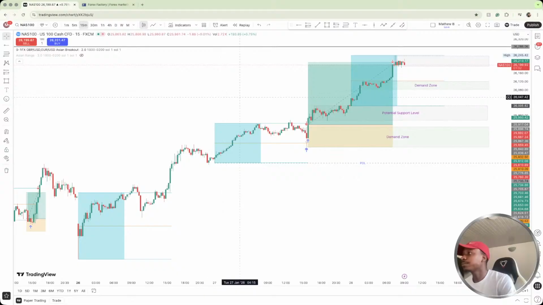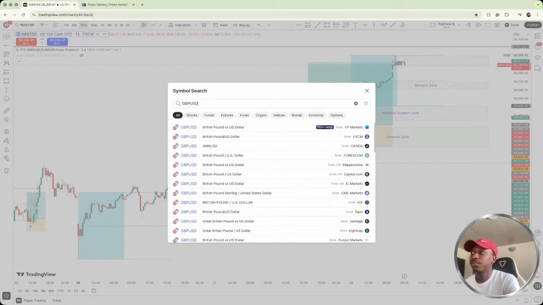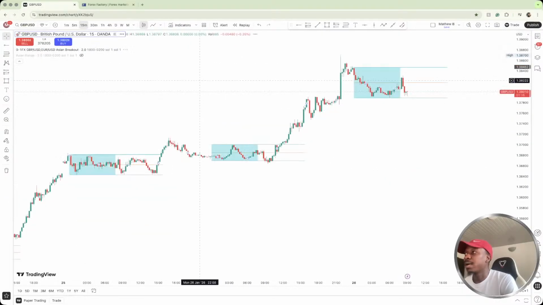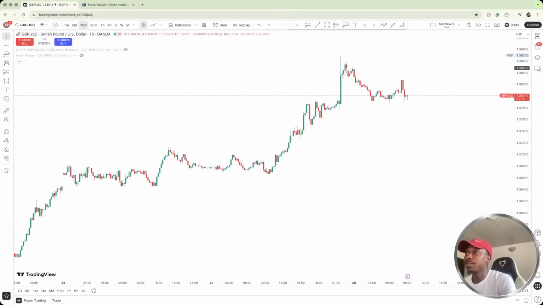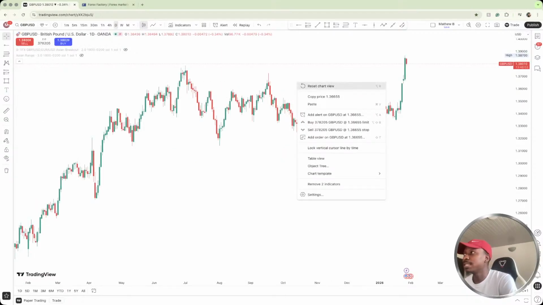All right, so before I actually end this stream, someone in the community wanted us to check out GBP USD. I don't trade GBP USD. I've not traded it for a while, but I'm going to open it and do the analysis on that. So first of all, you want to check GBP USD on the higher time frame.